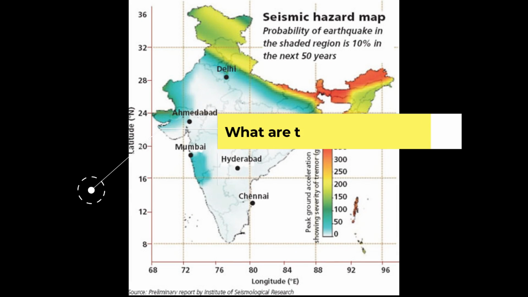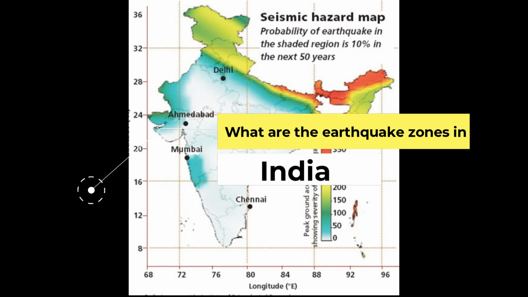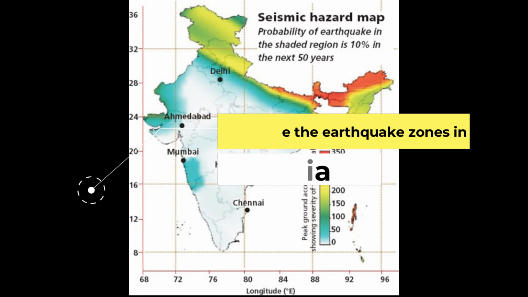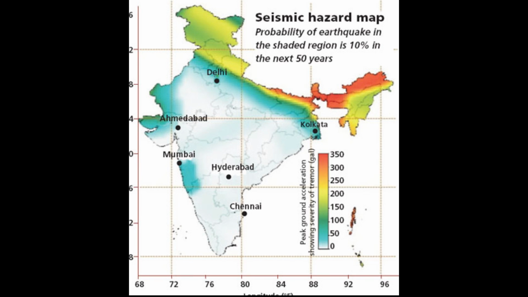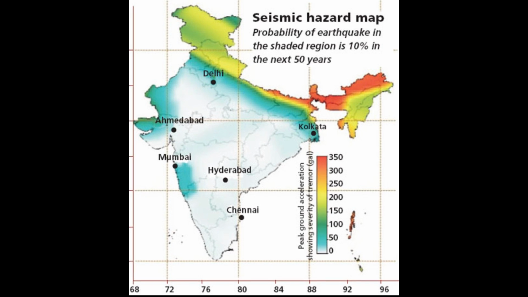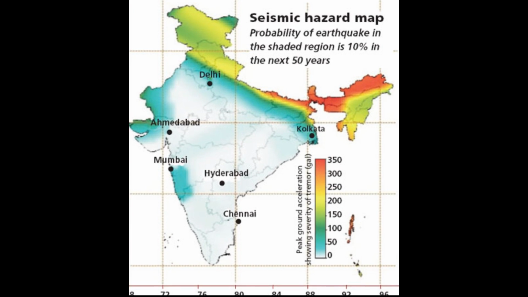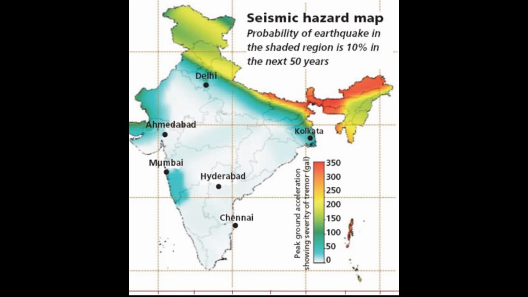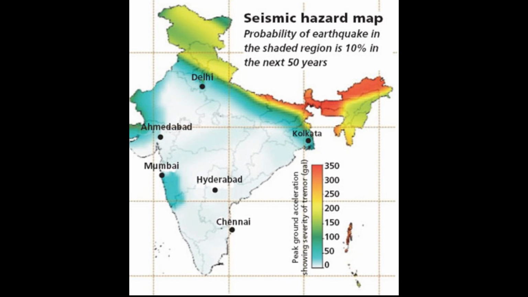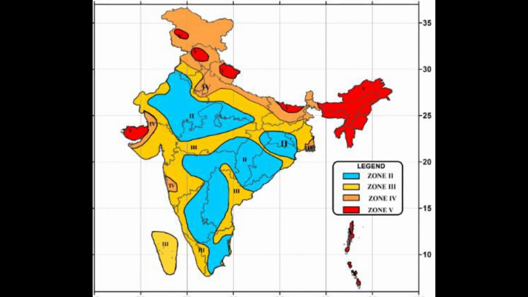India is located in a seismically active region with several major tectonic plates and fault lines passing through its territory. This makes the country vulnerable to earthquakes, and several earthquake-prone zones have been identified based on historical data and geological studies. Here are some of the earthquake zones in India.